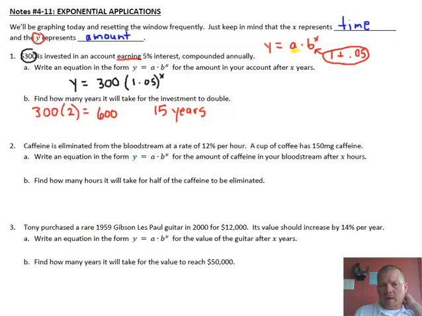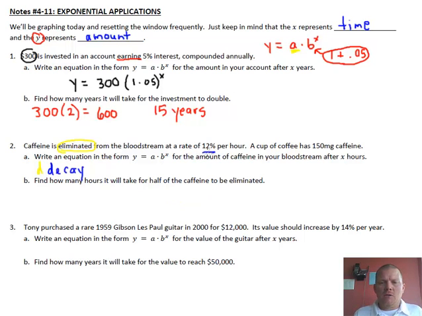Caffeine is eliminated from the bloodstream at a rate of 12% per hour. All right, since it says eliminated, that would be going away. So that means this is going to be a decay problem. Okay, so it's going to be a decay problem. So my B, I'm going to subtract instead of add.